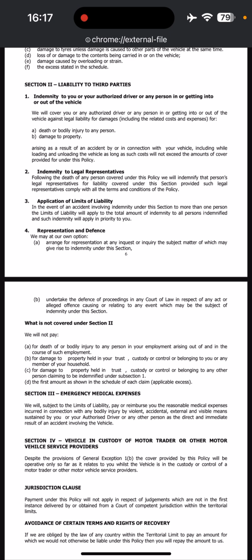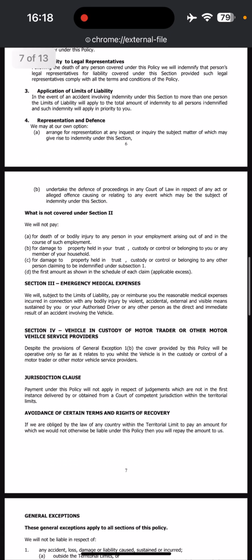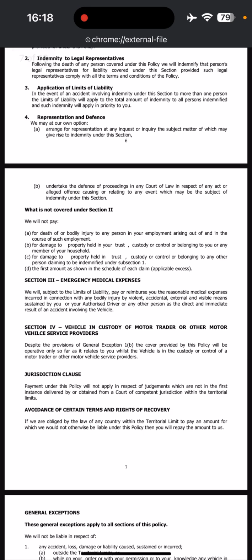So representation and defense: of course, the insurance company, as the second party, normally takes over and will represent you in all court matters. What is not covered under section 2 is death of or bodily injury to any person in your employment. If you have people in your employment, they must be covered under a WIBA policy. They can't be covered under your motor private policy. Your workers can only be covered under a Work Injury Benefit Act policy.